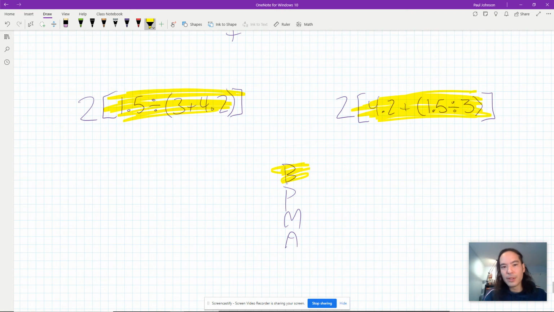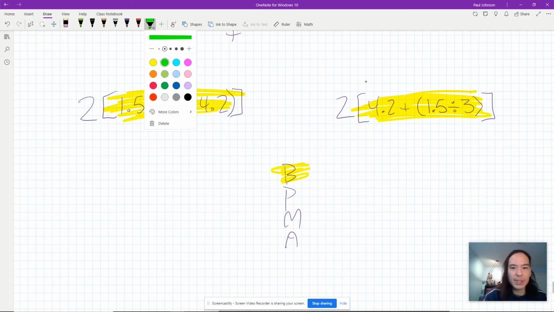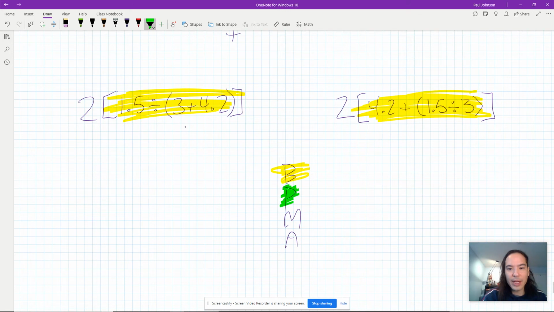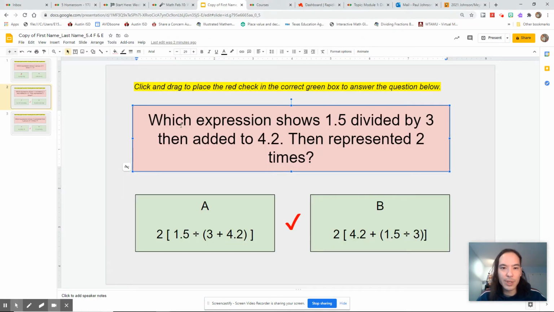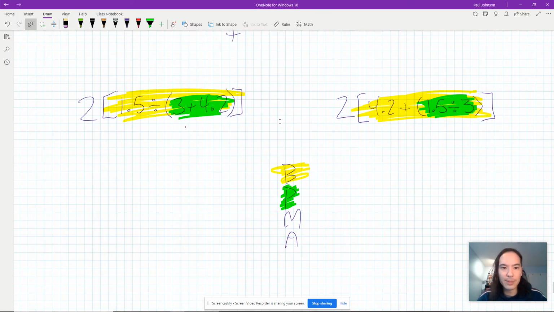All right. So the first thing that we're going to do on this side is we are going to look, and what else do we have? If you said we also have parentheses, you are correct. So inside the brackets, there are also parentheses. So the first thing that we're going to do on the left side is 3 plus 4 and 2/10. The first step that we're going to do on the right side is 1 and 5/10 divided into 3 groups. So let's just return to this. Which expression shows 1 and 5/10 divided by 3 groups, then added to 4 and 2/10?